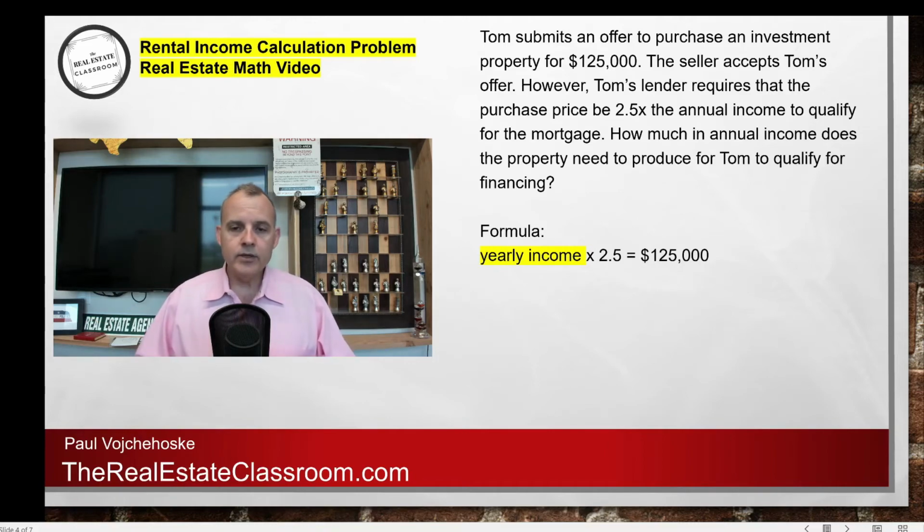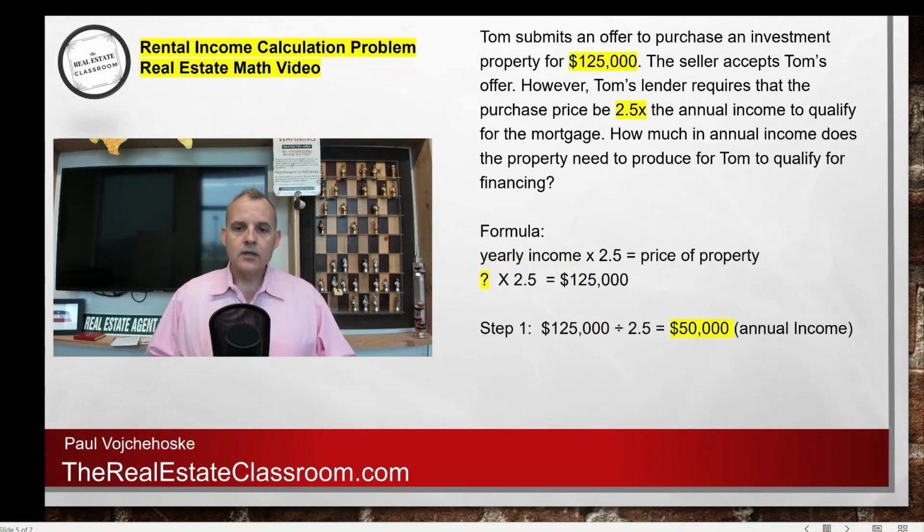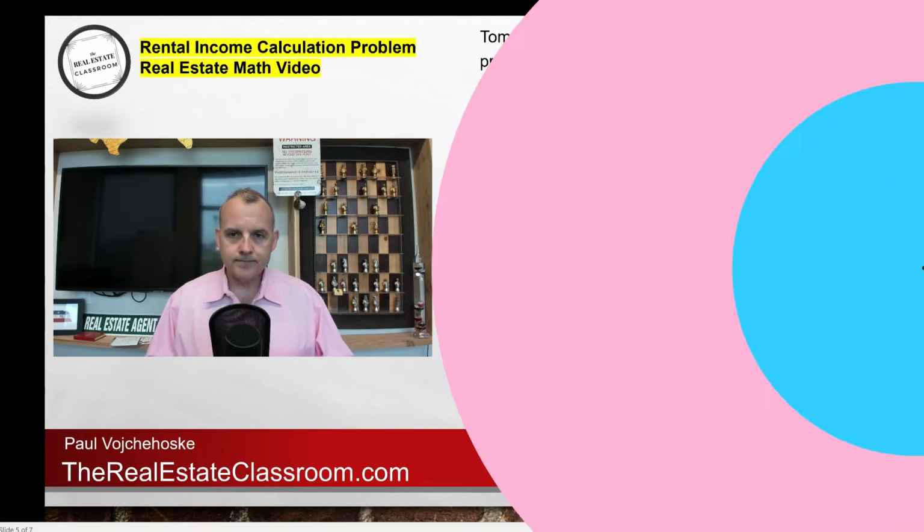And this is how we do it. Step 1 is, and there's only one step to this, we take $125,000, which is our purchase price, and we divide it by 2.5. And when we do the math, that gives us our annual income that we're trying to figure out of $50,000. Again, purchase price divided by 2.5 equals our annual income.